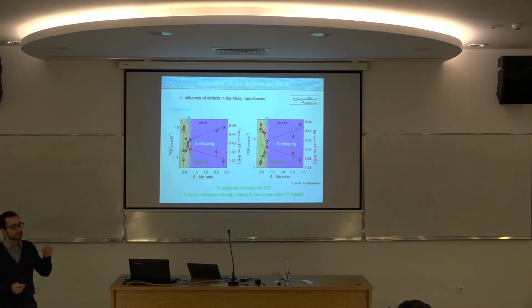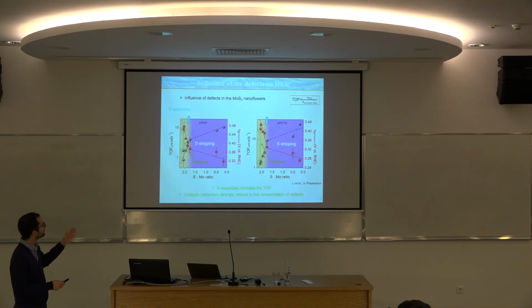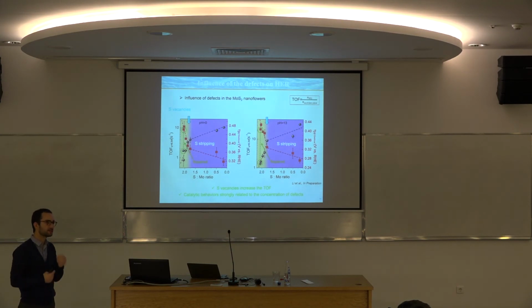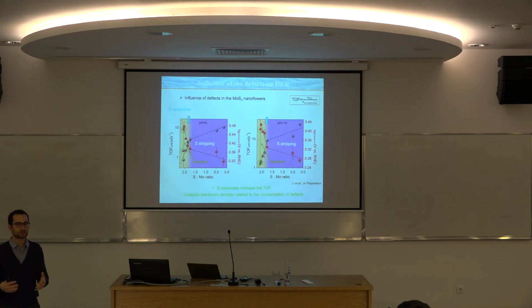So this suggests that we have a difference of behavior if you have point defects or large defects. So we believe that this, again preliminary results, can help people to design novel catalysts based on 2D materials by controlling the quantity and also the nature of the defects.